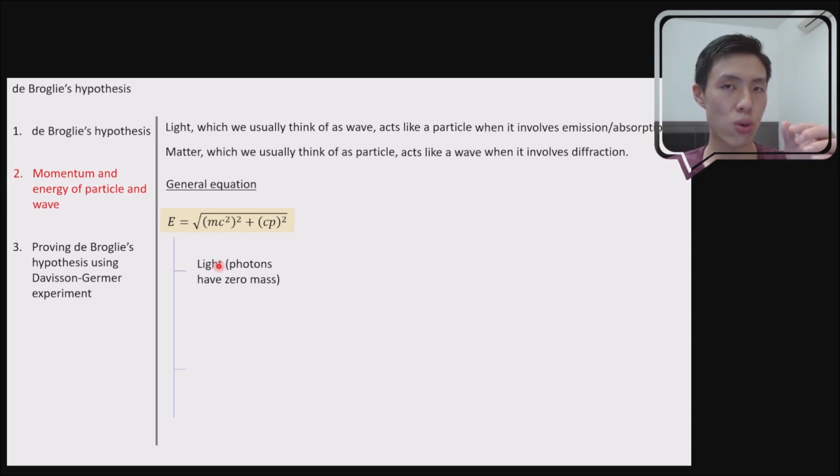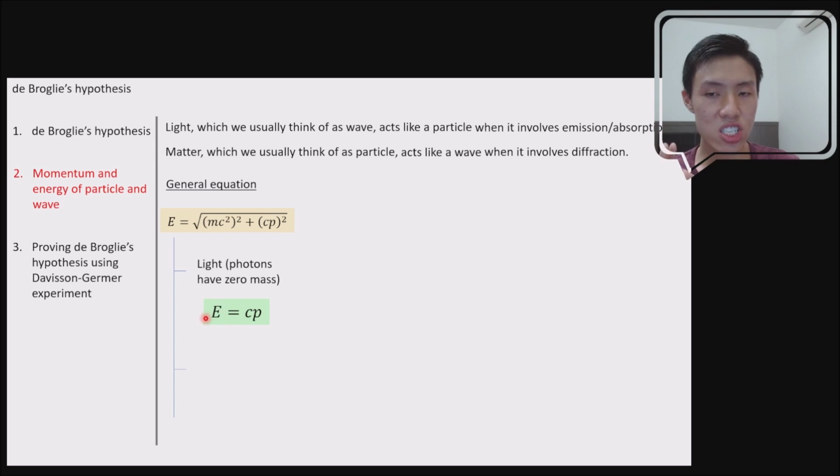If photons happen to have mass, then they will not be able to travel at the speed of light. But because light is traveling at the speed of light, we can safely assume that light has zero mass, or that the photon, the particle of light, does not have mass. So the mass of a photon is supposed to be 0. Then the first term in this equation will disappear, and you're left with the square root of c squared p squared. If you cancel out the square root and the square, you get the equation E equals cp.